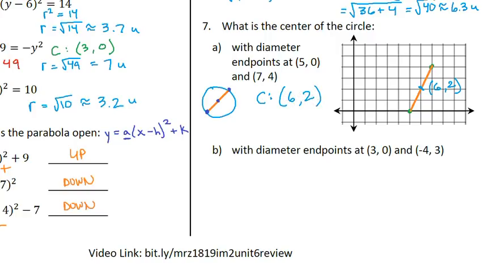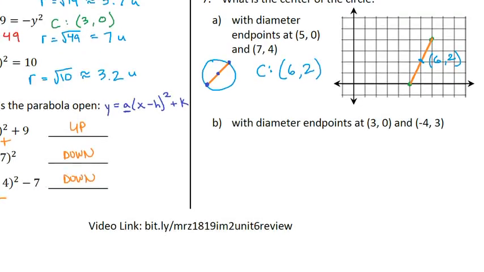Now the next one, letter B, not so easy because this one doesn't give you a graph. So you need to know how to solve this one without a graph, and we can use the midpoint formula. So we're going to go ahead and label this just like we do for the distance formula. Let's label the first point x sub 1, y sub 1, and the second point x sub 2, y sub 2. Our midpoint formula looks like this.